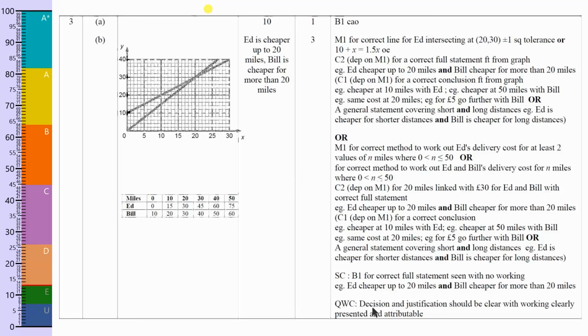Now, quality of written communication says decision and justification should be clear, with working clearly presented and attributable, which basically means that the statement you write here has to be linked to some sort of working out. And the working out for me is just the line, and that's the easiest way of answering the question. But you can see here that, as I said before, there are different explanations, or you could just do a table with miles, Ed, Bill, instead of doing it on the graph. But if they've provided you a graph, you might as well use it.